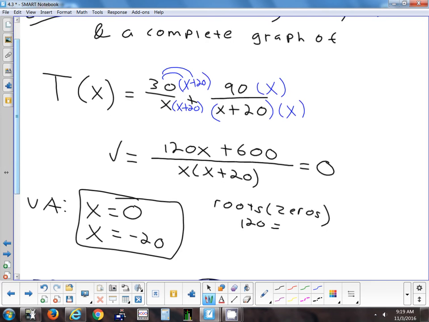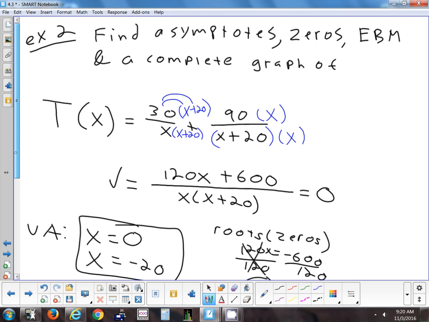So if I set the top equal to 0, I bring the 600 to the other side, and then divide by 120. And I get what Adrian just said, which is negative 5. That's everything they want algebraically. Now we'll graph it.